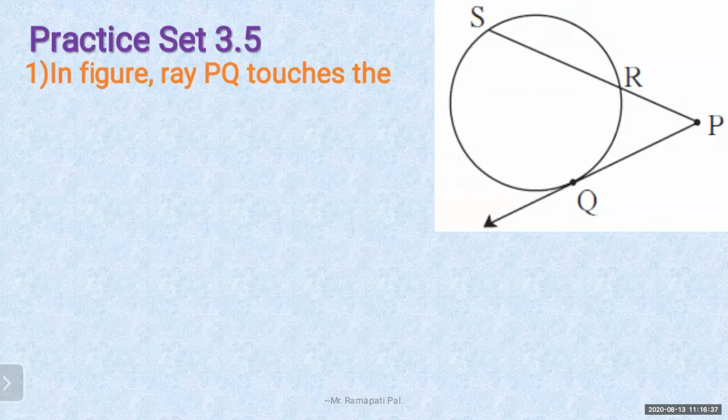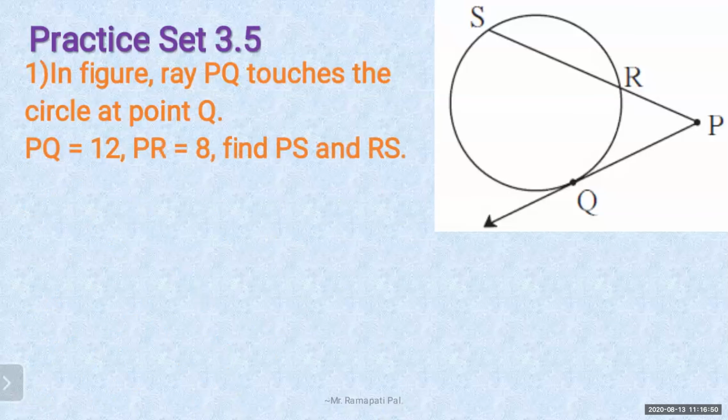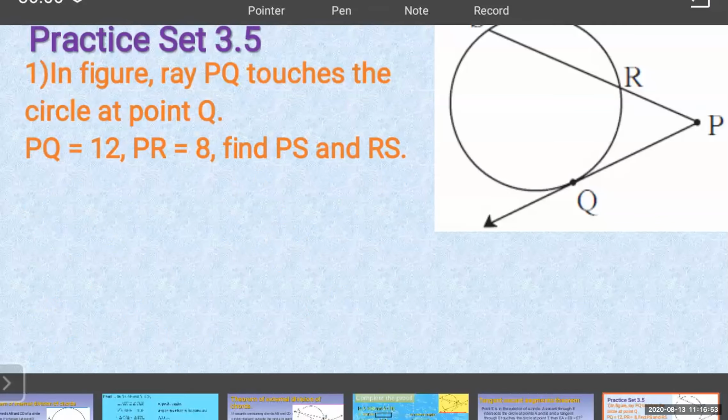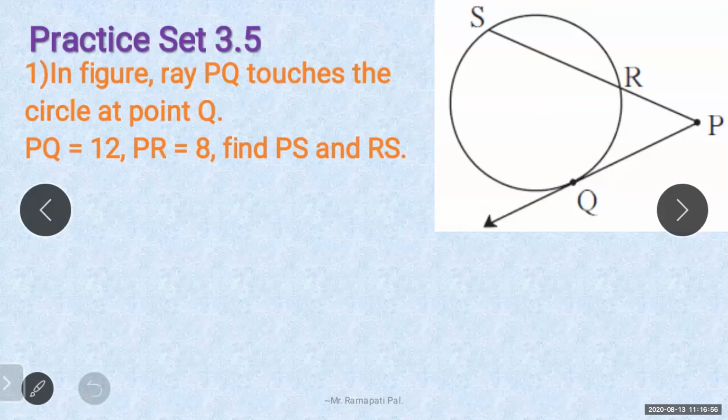What can you see here? Ray PQ. You can see ray PQ touching the circle at point Q, correct? Seeing or not? So PQ touches the circle at point Q. Now here something is given. What is that? PQ is 12, PR is 8. Find PS and RS. PQ is 12. PR is 8. Now we have to find PS.